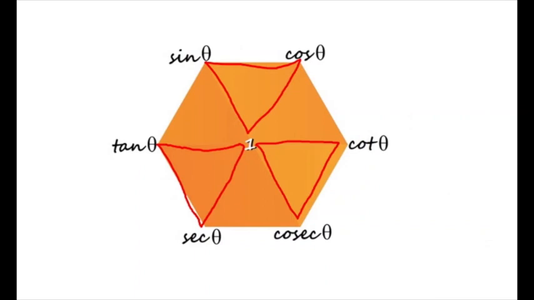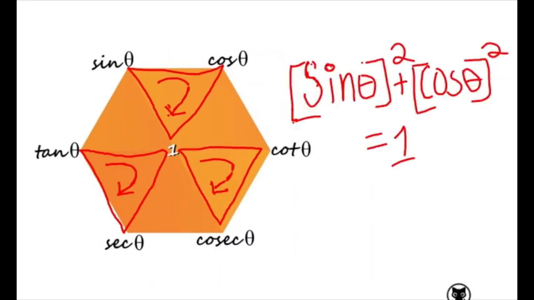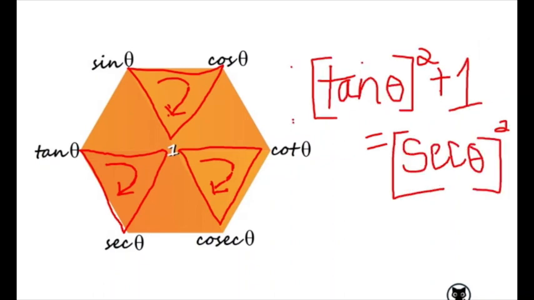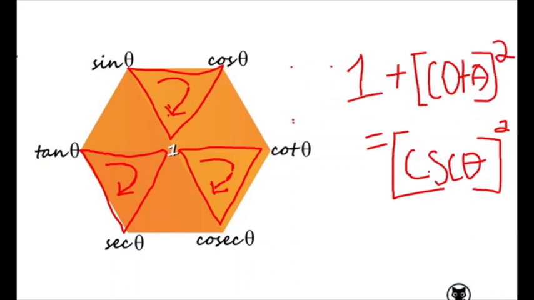Our final trick will be using the 1 in the center once more, and the 6 triangles that make up our hexagon. If we focus on only 3 triangles, we can go clockwise within each one, starting with the top left position. Here, if we use sine, cosine, and 1, we get sine squared plus cosine squared equals 1. Using tangent, 1, and secant, we get tangent squared plus 1 equals secant squared. And using 1, cotangent, and cosecant, we get 1 plus cotangent squared equals cosecant squared.